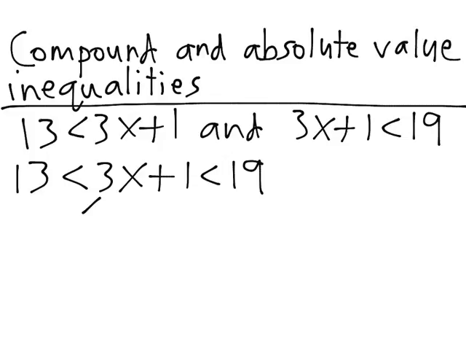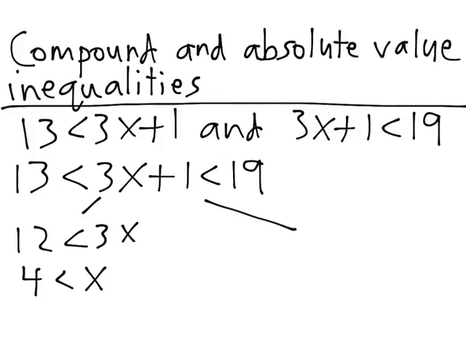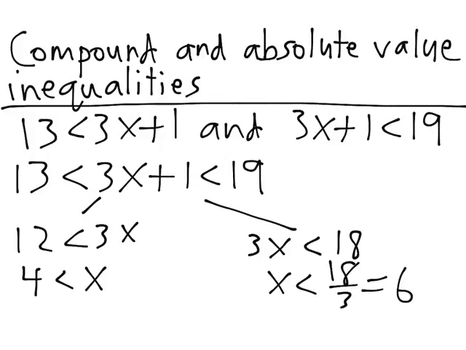On the left side, 13 less than 3x plus 1 is going to become 12 less than 3x if we subtract 1 from both sides. Now dividing by 3, we get 4 is less than x. Now if we look at the right side, we have 3x plus 1 is less than 19. If we subtract 1 from both sides of that, we'll have 3x is less than 18. Dividing by 3, we see that x is less than 18 over 3, which is equal to 6.